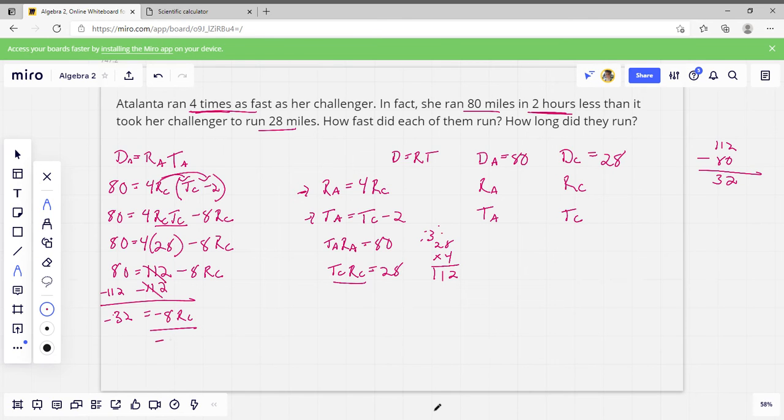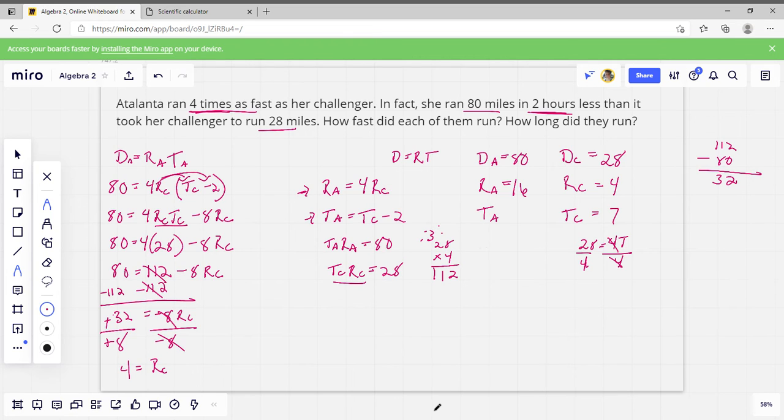And now we divide by negative 8. These negatives cancel each other. 8 times 4 is 32. So RC is 4. Okay, so the rate of the challenger was 4. If her rate is 4 times faster than her challenger's, that means her rate is going to be 16. And then we can use this distance, which is 28, equals rate, which is 4, times time, divide by 4. 7 times 4 is 28, so the time of the challenger is 7.